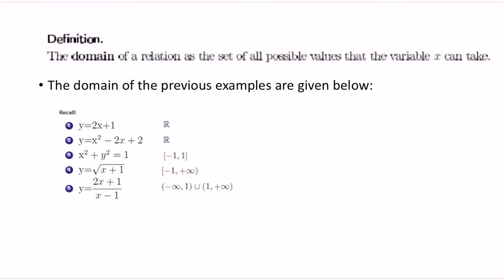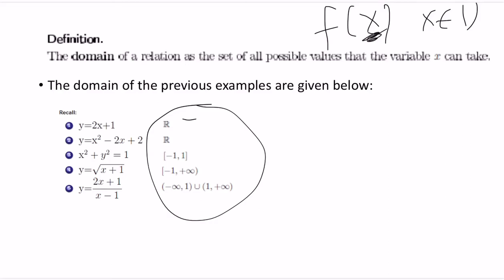Lastly, the domain of a relation is the set of all possible values that x can take. Take note, we have f of x, so x is in our domain. Recalling our previous example from the previous slide, the domains of these 5 are this. We say that the domain is the set of all real numbers for number 1, if you can substitute any value from the set of real numbers into the given equation.